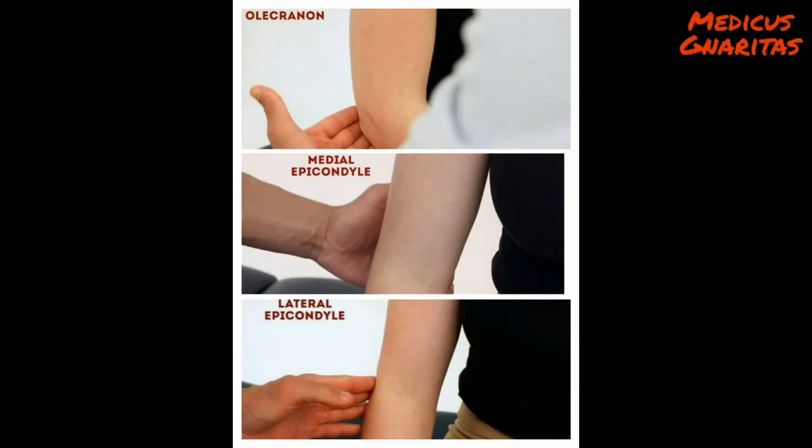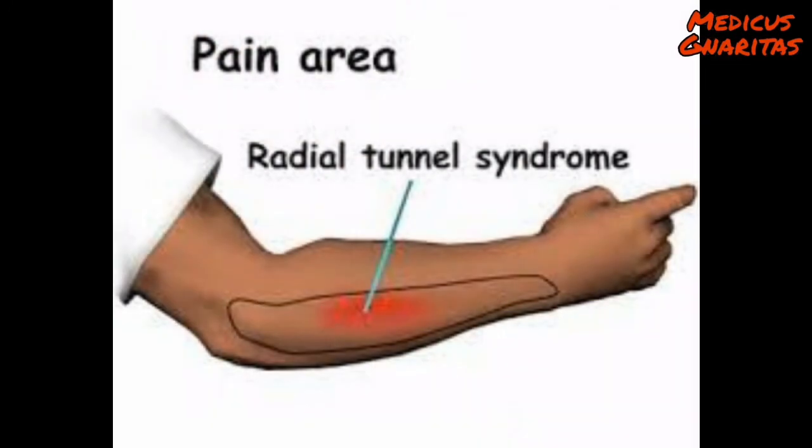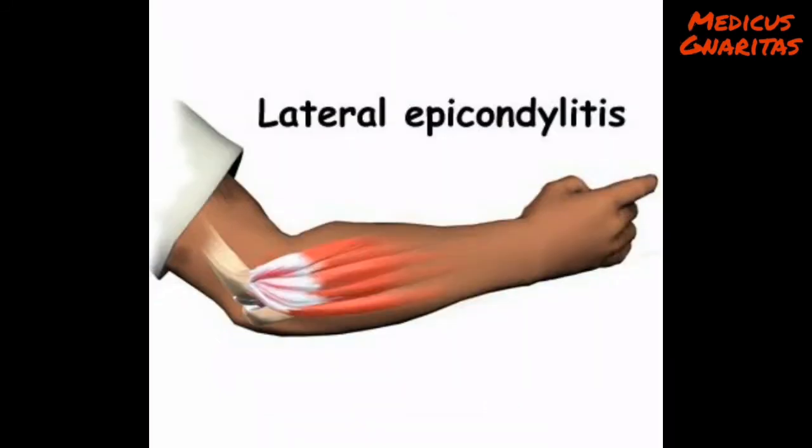Palpation: bony prominences, including the medial epicondyle, lateral epicondyle and radial head, are best palpated while rotating the forearm from pronation to supination. Radial tunnel syndrome: maximal tenderness is 3 to 5 centimeters distal to the lateral epicondyle. Lateral epicondylitis: point tenderness at the ECRB insertion into the lateral epicondyle, a few millimeters distal to the tip of the lateral epicondyle.